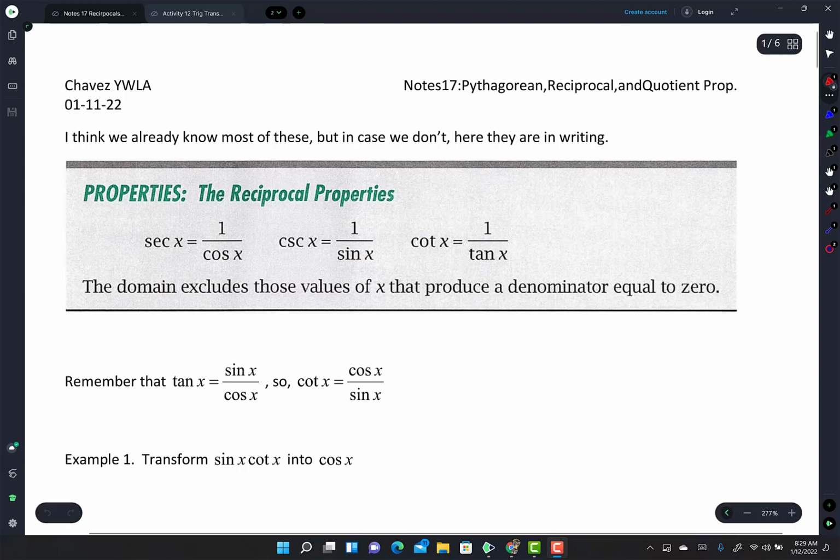Put note 17. I think it should be notes 18. So I just don't know how to count there, guys.